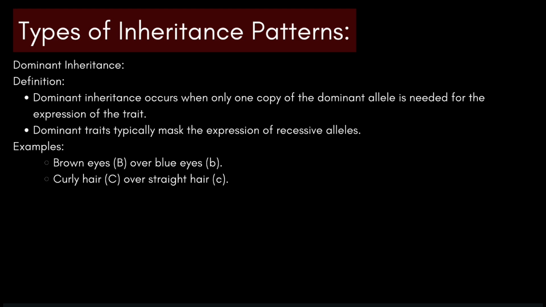So, let's talk about the types of inheritance patterns. We have the dominant inheritance pattern. Dominant inheritance occurs when only one copy of the dominant allele is needed for the expression of the trait. Dominant traits typically mask the expression of recessive alleles. Examples include brown eyes over blue eyes, or curly hair over straight hair.